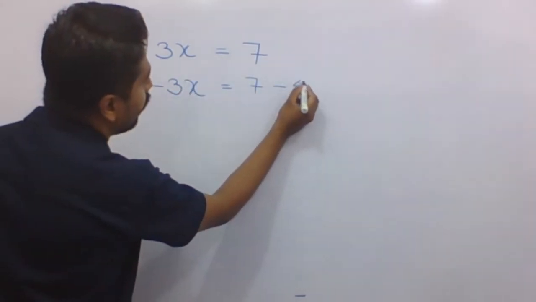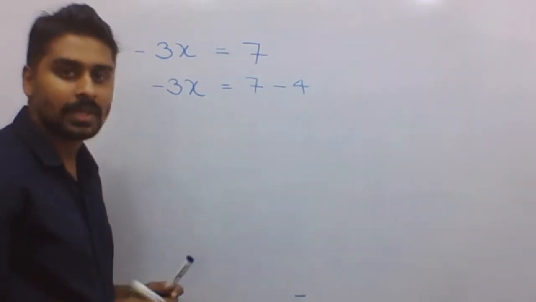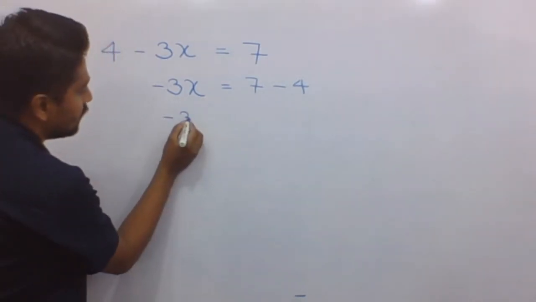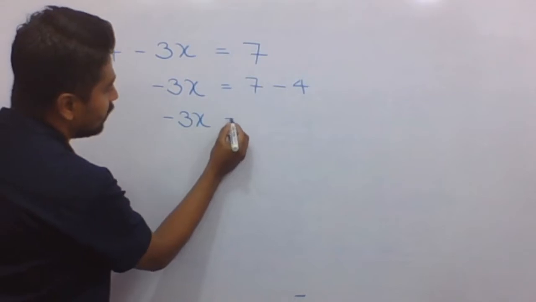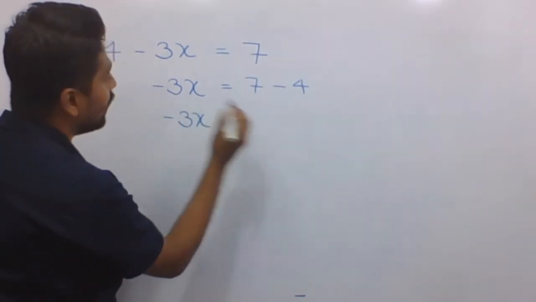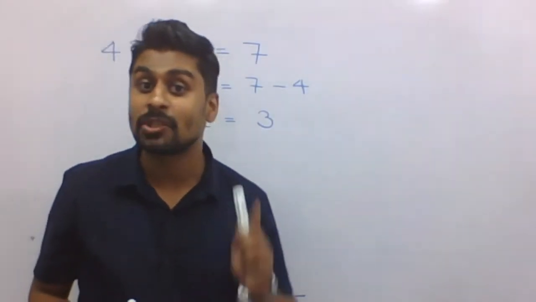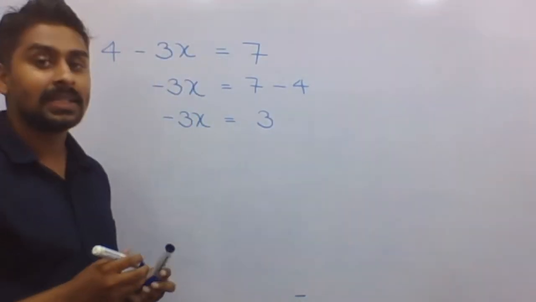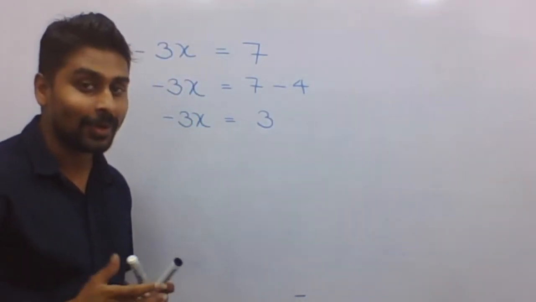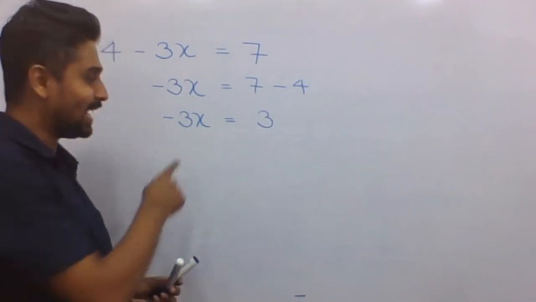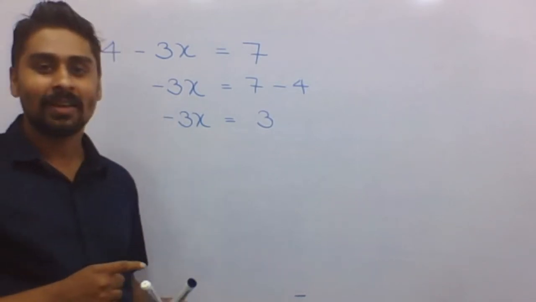7 minus 4. So then what happened? -3x equals 7 minus 4, which is what? 3. If you subtract 4 from 7, it is 3. Now I need to remove what? 3? No. I have to remove -3. There is -3, right?